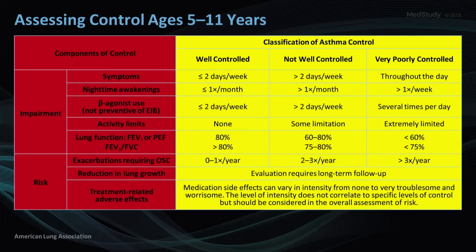Now, the control is the same. There's impairment and there's the risk, and these are the 3 risks. Reduction in lung growth, which means that you have inflammation that could become chronic, remodeling, changes in the lungs, exacerbation, and treatment-related adverse effects.